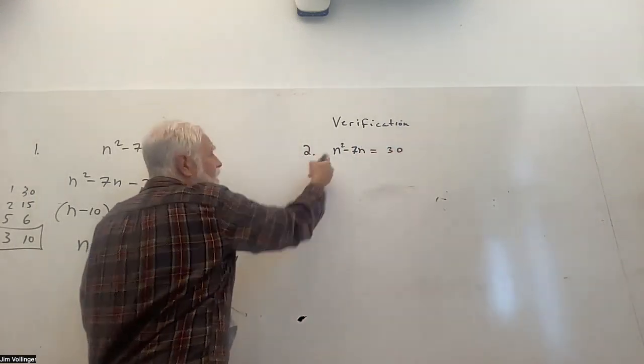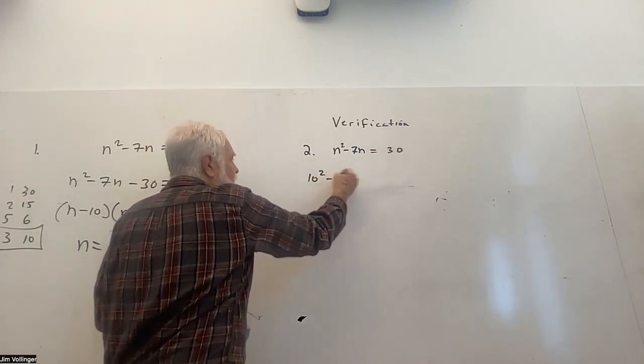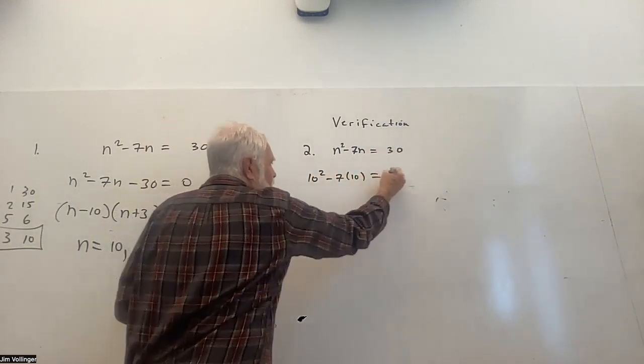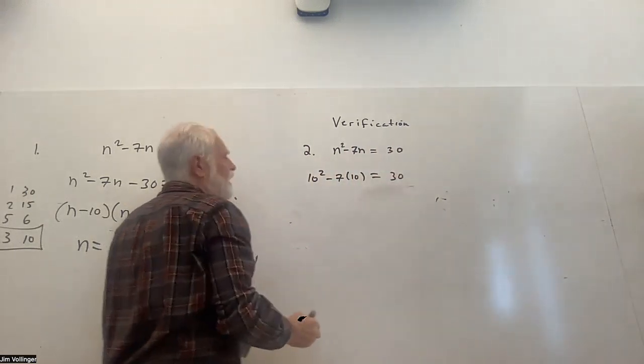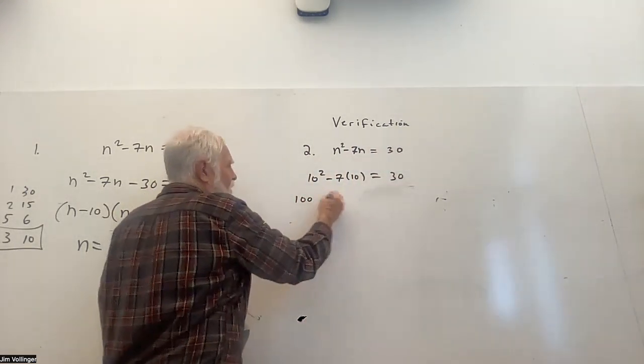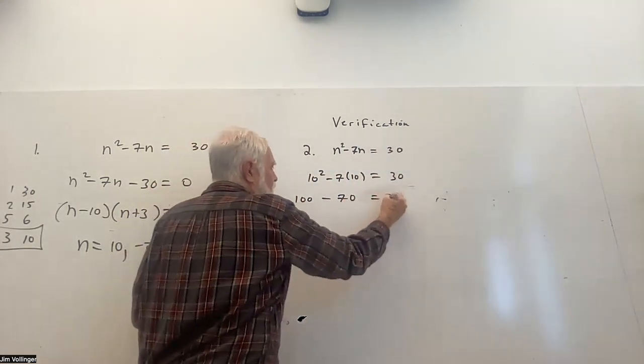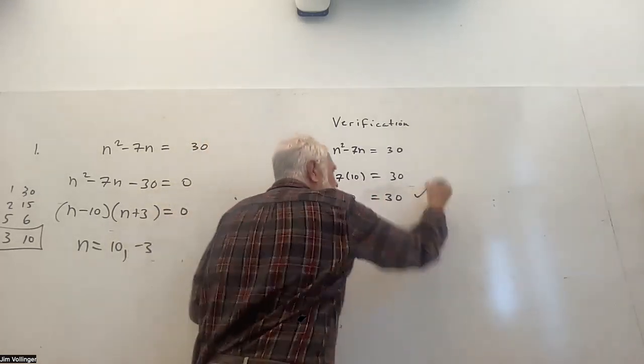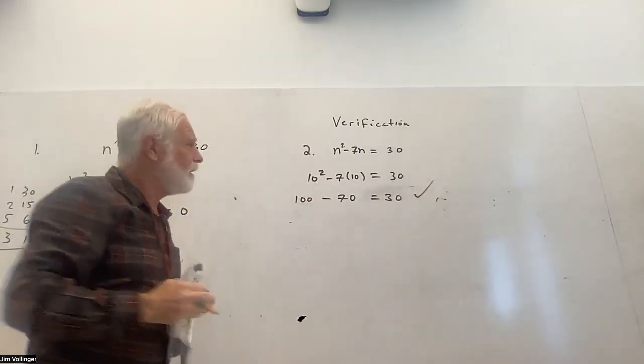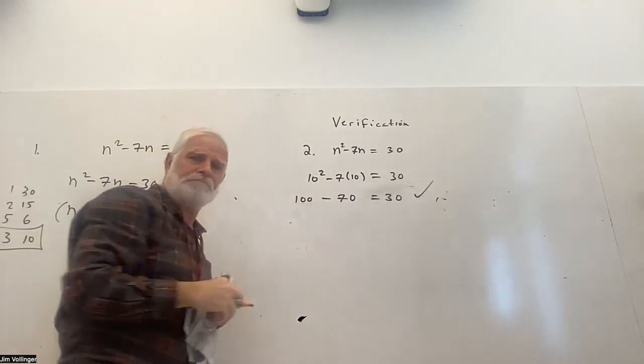All right, so 10 squared minus 7 times 10. Line up the equal sign. Let's find out if that's true. 100 minus 70 equals 30. I think I can put a check and say I verified, and I can actually read what I've written.